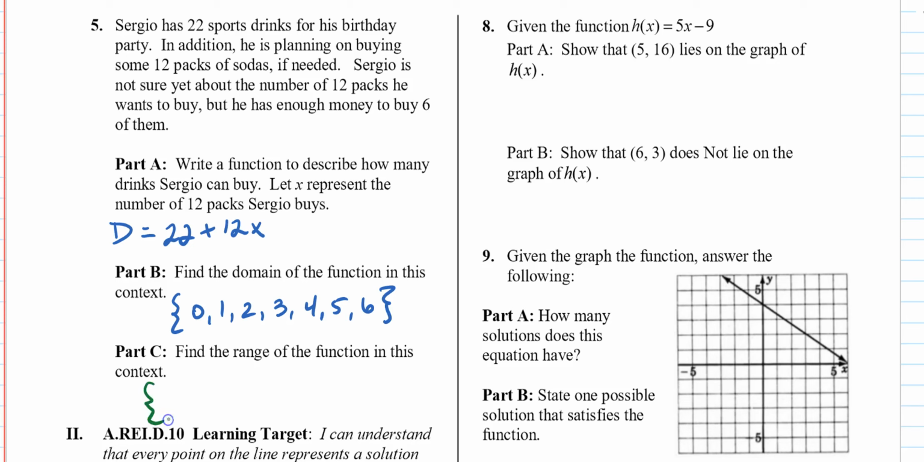So the range, if he buys 0, he has 22 sodas. If he buys 1, he's got 34. If he buys 2, he's got 46. So I'm just adding 12 each time. 58 for 3, 70 for 4, 82 for 5, and 94 if he buys all 6 of them.